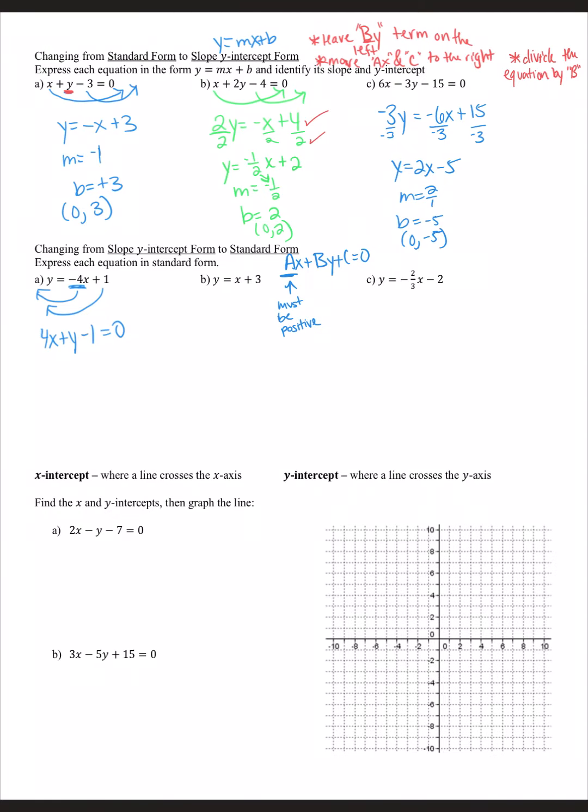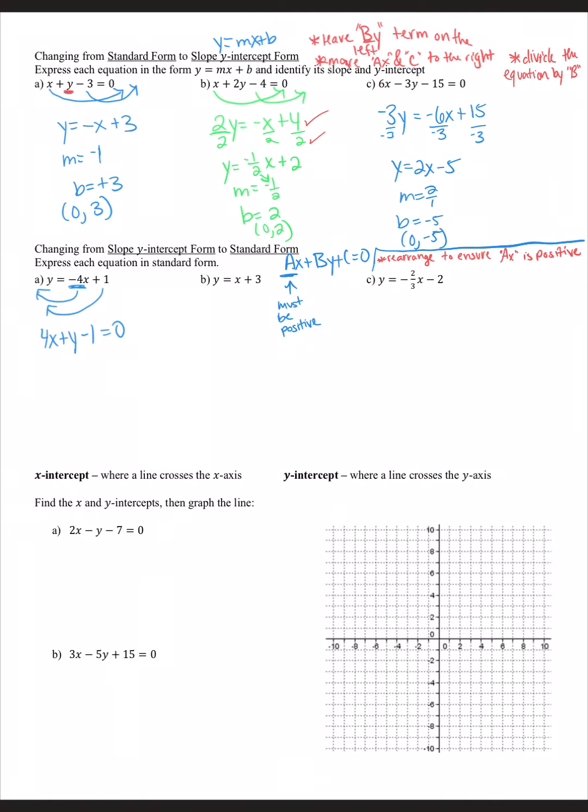So again, let's just make a little note about what we're doing here. We're going to say rearrange to ensure ax is positive. Okay, so when we're rearranging, we're going to watch for that.